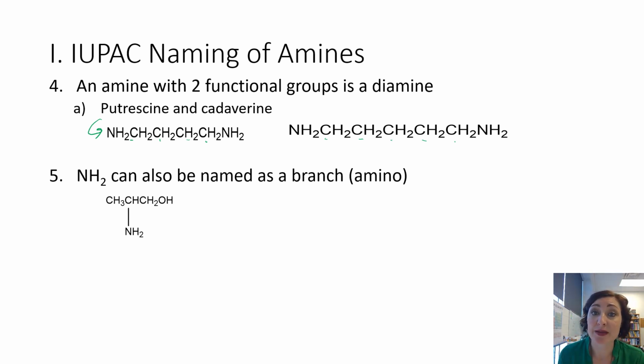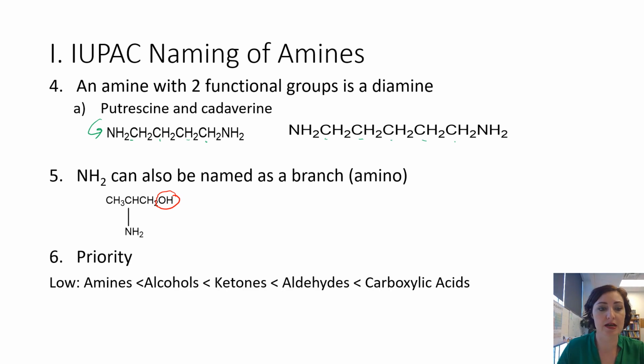NH2 can also be named as a branch, and we don't talk a lot about what happens when you have multiple families represented or multiple functional groups. This is something that we will practice a little bit in our guided practice, but if you have another branch that is a higher priority, and I'm going to go ahead and put up the priority list right here, you're going to name that as that branch, and then you're going to name the nitrogen or the amine as being an amino branch.